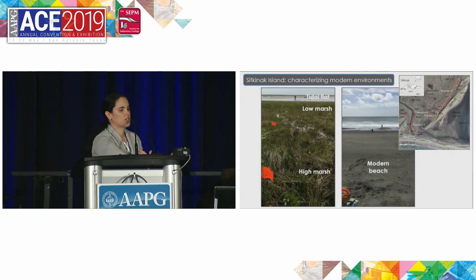Another really important component of the studies is characterizing the modern environments. If we're going to use microfossils to make interpretations down core, we need to understand where they live today. So in this case, we have our modern transect going from our high marsh, low marsh into tidal flat. And then we've also sampled the modern beach, which is here just in front of our site, to learn more about the tsunami deposits that we might find in the site and be able to match what we see in our site to what was transported possibly by a tsunami.